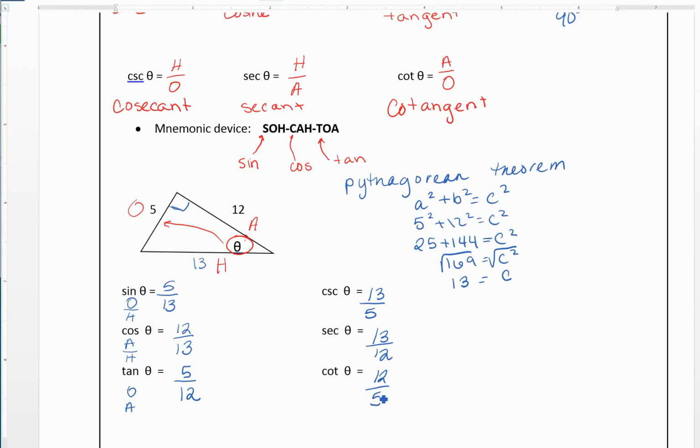Okay, so especially while you're getting used to it, I would look at your theta and label which sides are adjacent, hypotenuse, and opposite, and then use Sohcahtoa to help you find all of the trig values.